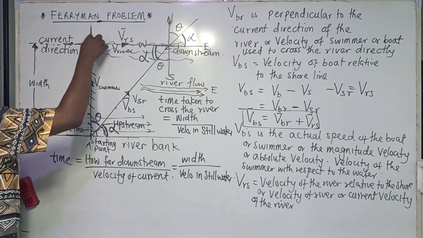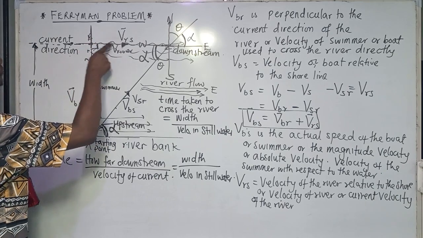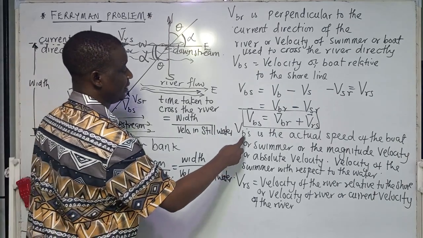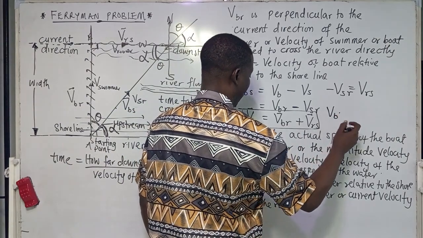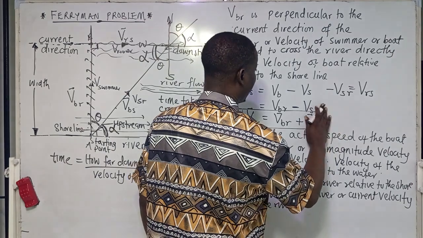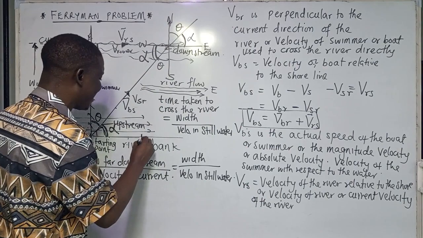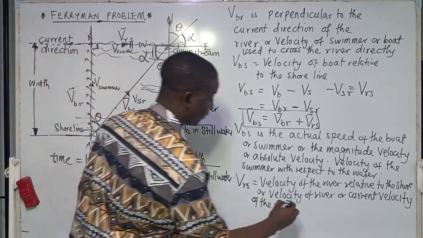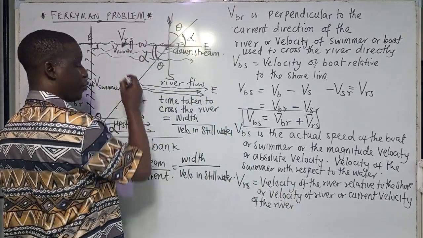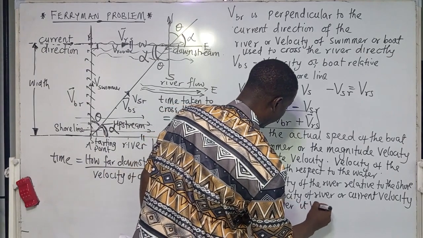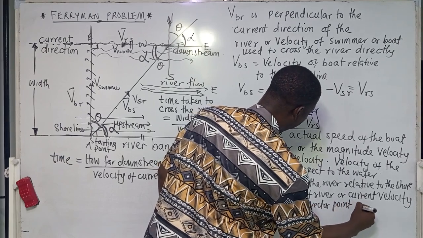And don't forget that this line is perpendicular to the river bank, while the river flow is parallel. This one, this VRS, yeah. This line is parallel to the river bank. That means its vector points parallel to the river bank.